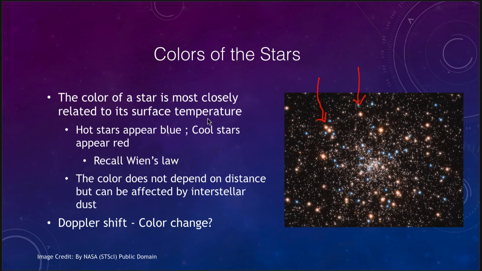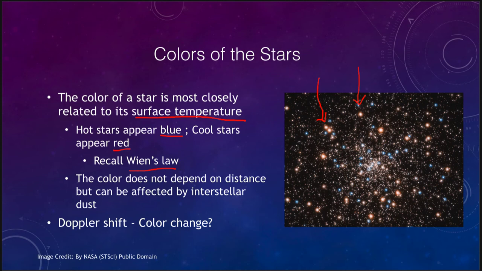That tells us something about the surface temperature of the star. And what we find is that hot stars appear blue. Cool stars appear red. Now, if you remember back, Wien's law told us that the peak of the radiation depends on the temperature of an object. So a very hot object is going to emit more blue and ultraviolet light. A very cool object is going to emit more red and infrared light. So just by looking at images like this, we can tell where the hotter and the cooler stars are.